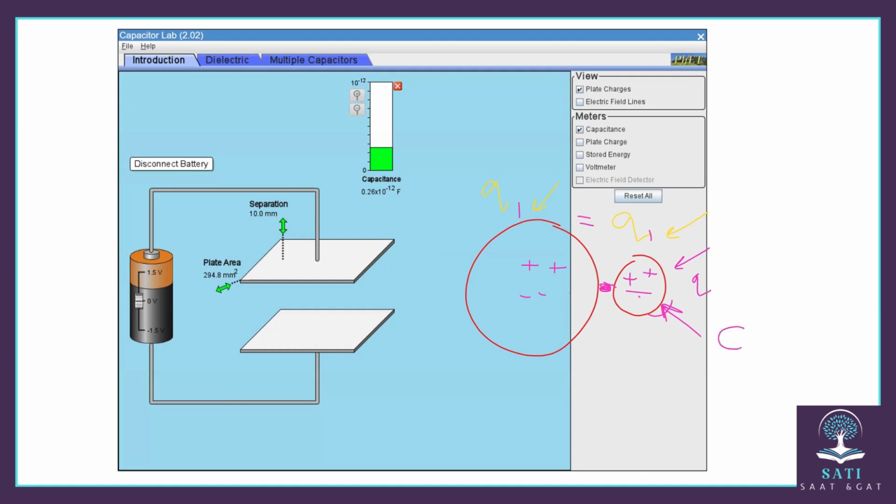So capacitance, as we know, equals Q over V. When the capacitance is small for this ball, the voltage is high. But for the big ball, when the capacitance is high, the voltage is small. So what will happen in this case? The charges will move from the small ball into the big ball.